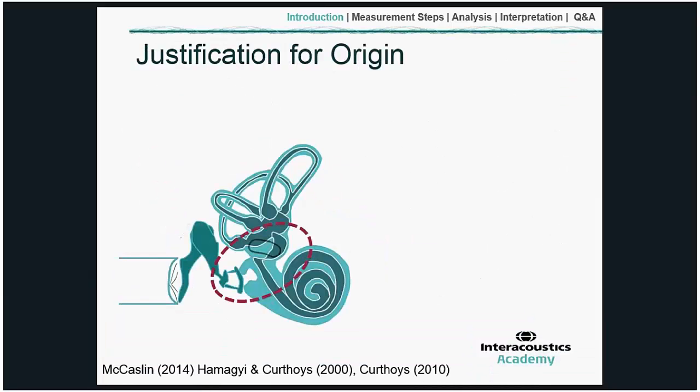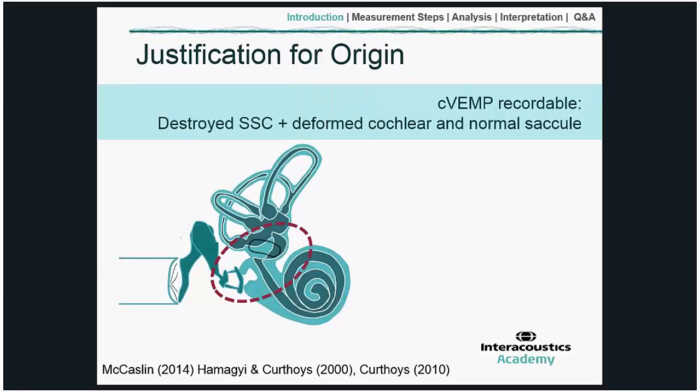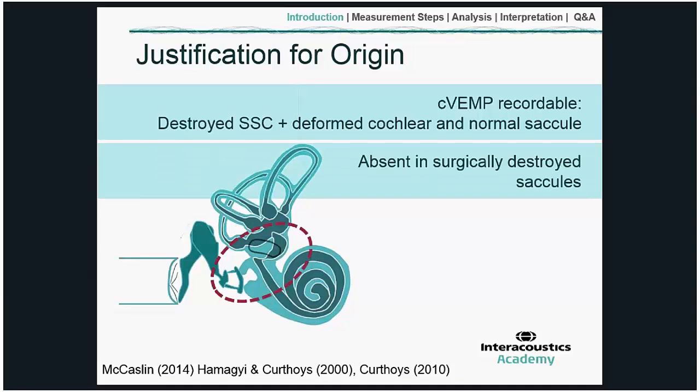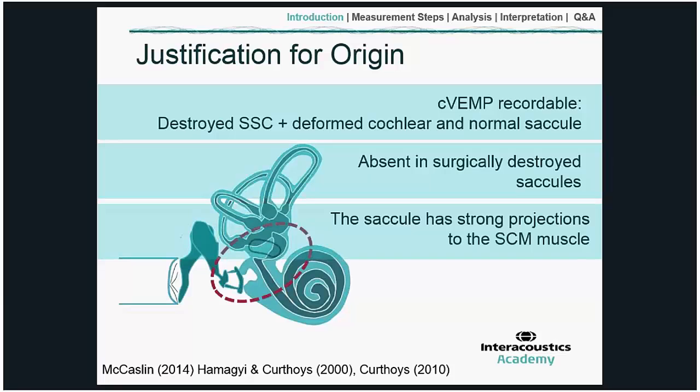There have been a lot of studies on the origin of the cVEMP, and we're pretty confident that the saccule is the source. The reason is that studies have shown you can record cVEMPs in patients with complete destruction of the semicircular canals, as well as in patients with deformed cochleas but normal saccules. Furthermore, it has been shown that if you surgically destroy the saccule, the cVEMP will be absent, giving us a pretty robust indicator that the saccule is the main mechanism. And lastly, the saccule is associated with strong projections to the sternocleidomastoid muscle, again reinforcing that the saccule is the main generator for this response.